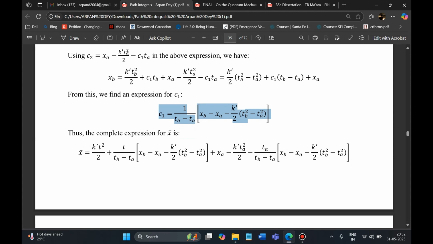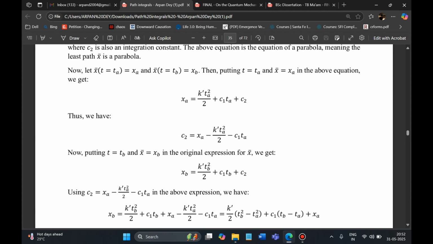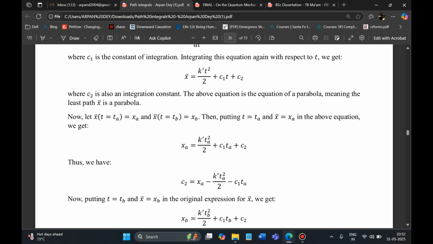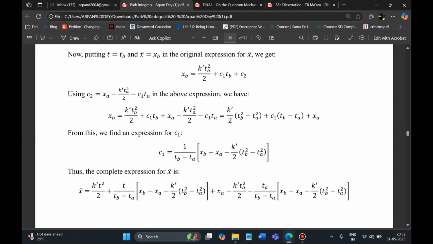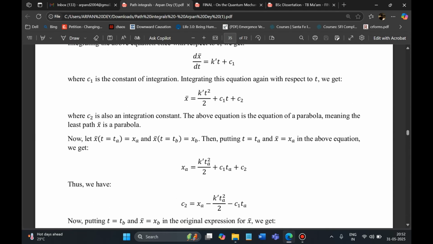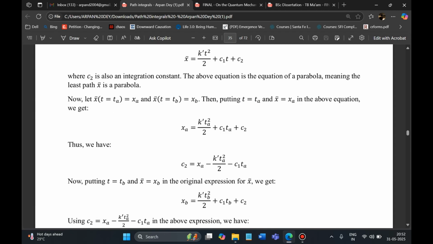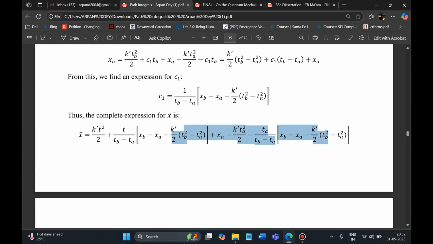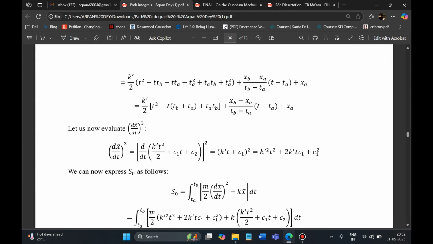So now the complete expression for x bar will be, now we have an expression for c2 as a function of c1. So in this equation for x bar, in place of c1 and c2 we will just substitute these expressions, and we get this complete expression for x bar, which is very complicated, but this is what we get.